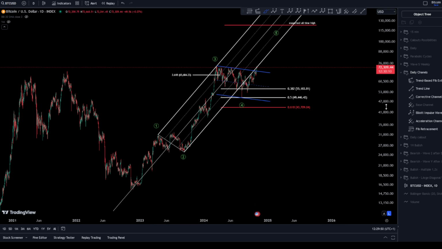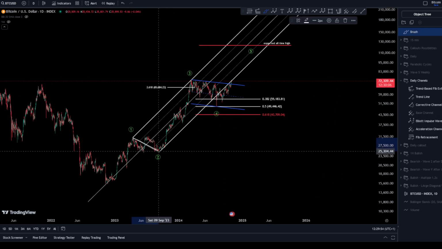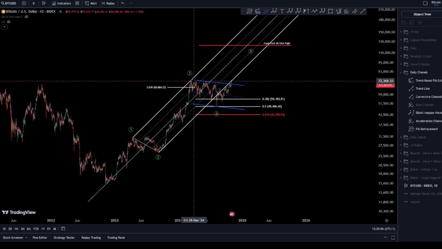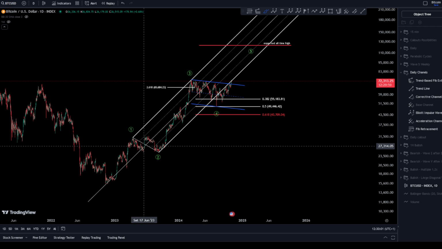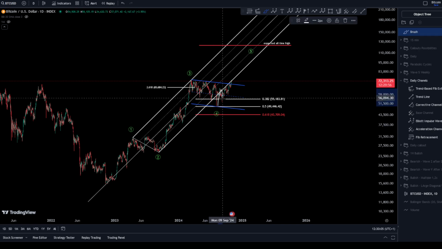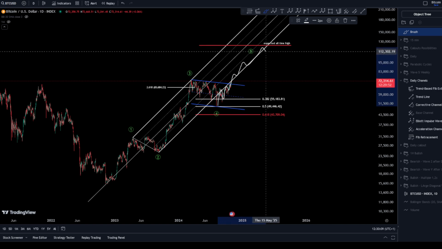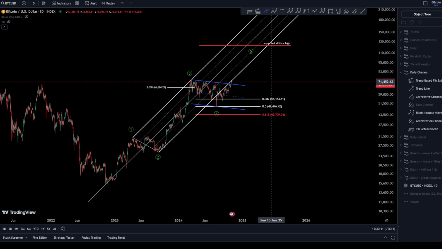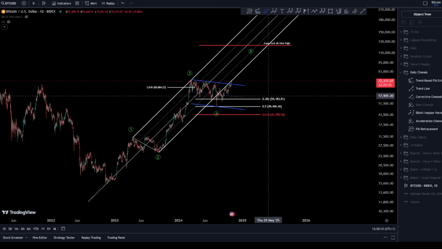Looking at the channel currently, where we are taking the channel from the wave 2 based on the wave 3 as well, you are looking at your acceleration channel here, where normally you want to see the wave 5 moving all around and in and outside this acceleration channel. And this is exactly what we are looking at currently.